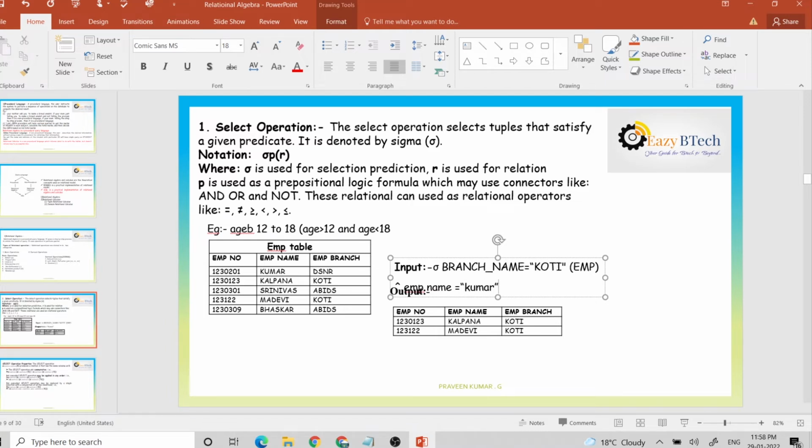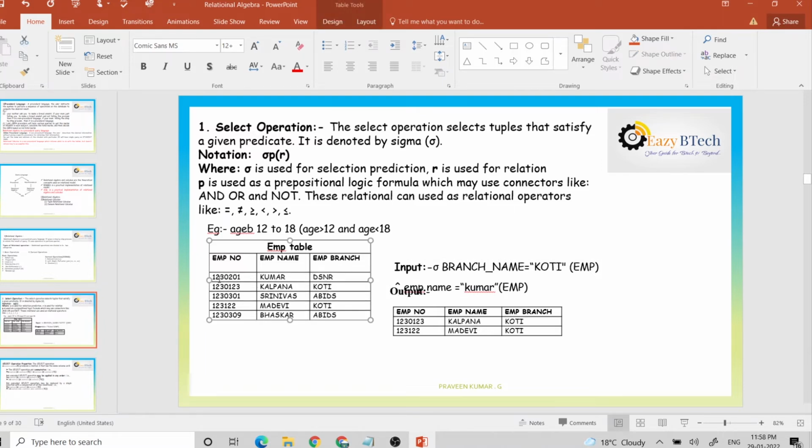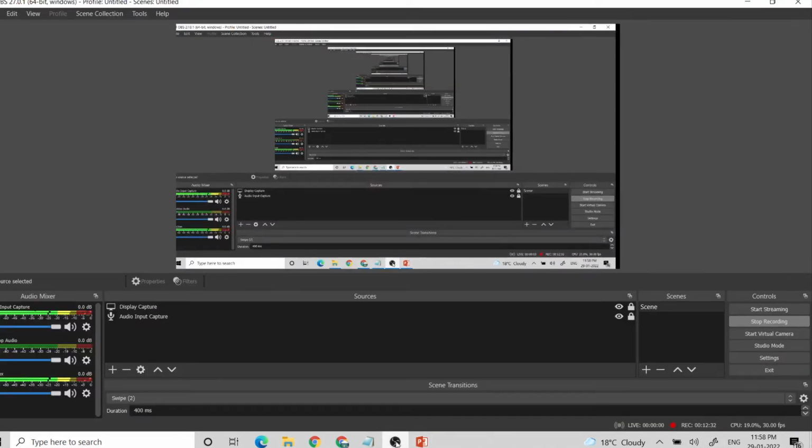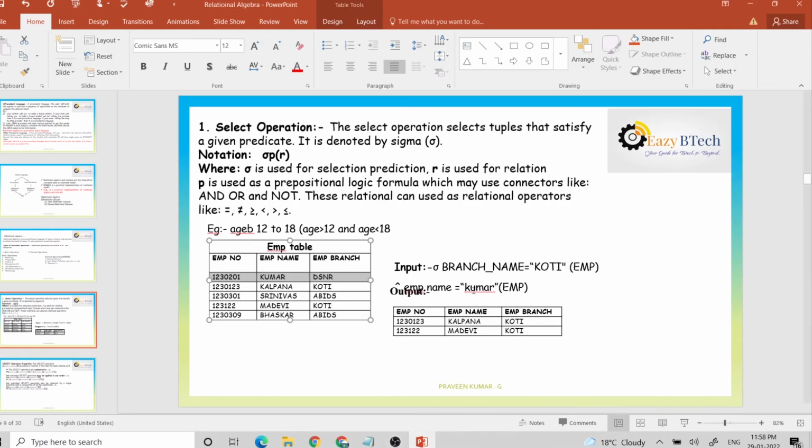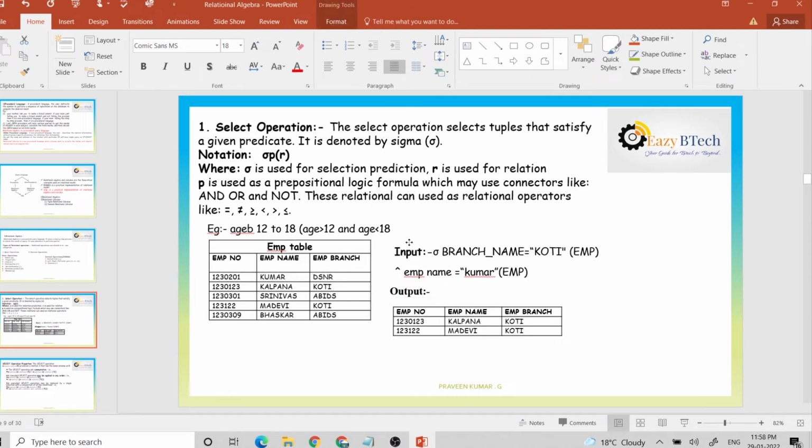Kumar, what is the table name? EMP. What is the output? Only select this particular tuple. Okay, Kumar: employee number, employee name and branch is Dilshinagar. Okay, this is about the select. The select operation is used to select a specific row, a specific tuple, based on the given condition.